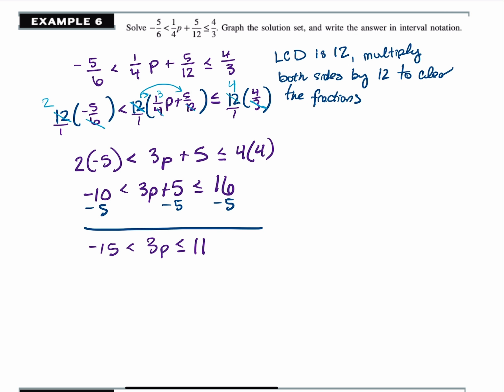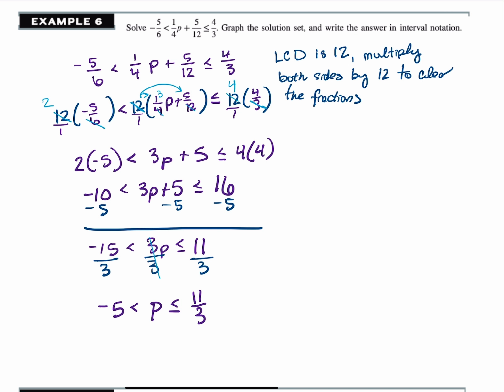And then last step here, since we have 3 times p, I'll divide all sides by 3. I'm dividing by a positive, so I won't have to flip the direction at all. 15 divided by 3 is 5, and I have that negative, so it'll stay as negative 5 will be less than just p. And on the right side, we'll kind of have to leave this as 11 thirds.